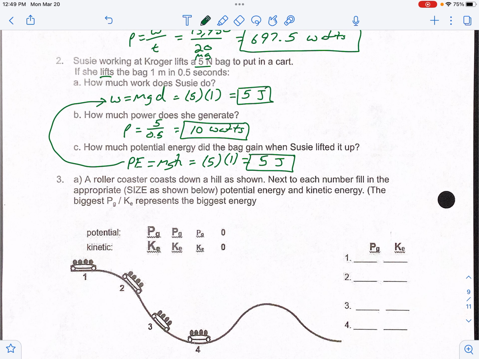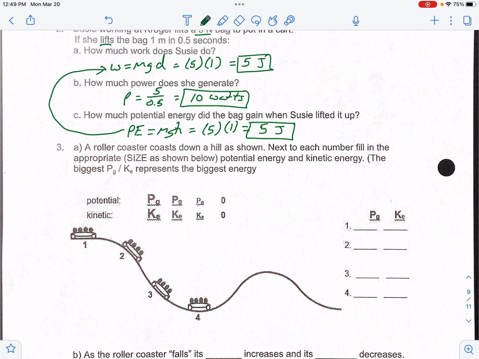3, a roller coaster coasts down the hill as shown. Next to each number, fill in the appropriate size as shown below of potential energy and kinetic energy. Okay, so basically what we're doing is when it's bigger, we'll write it bigger. Whenever it's smaller, we'll write it smaller, or it'll be 0. So at 1, okay, we haven't started going down the hill yet. So that means my potential energy is high, my kinetic energy is going to be 0. So it's going to have a lot of potential energy, so I'm going to draw that bigger.